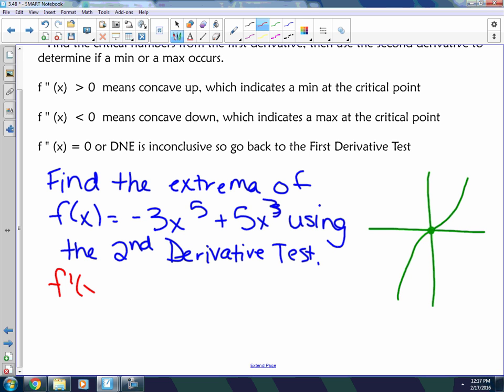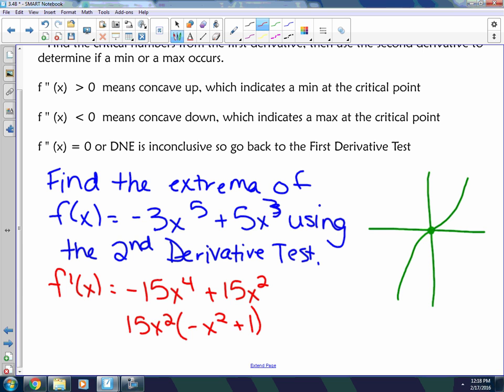So f prime of x equals negative 15x to the fourth plus 15x squared. That's our first derivative of the function. Factor out what, Nick? 15x squared we can factor out. Okay, then that's going to leave us with negative x squared plus 1. Set that equal to 0.